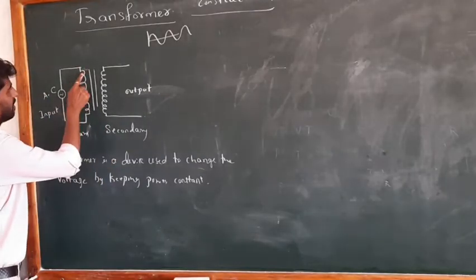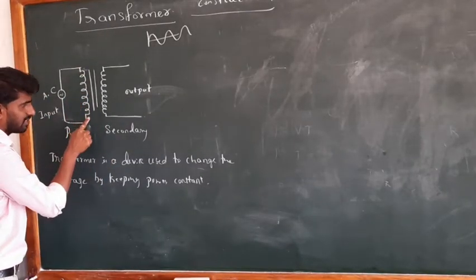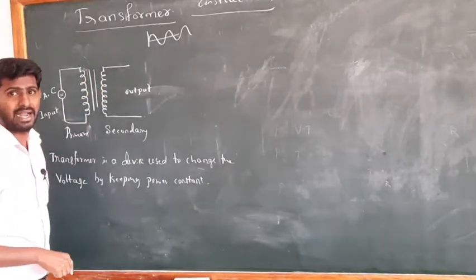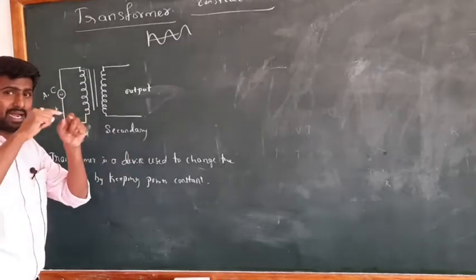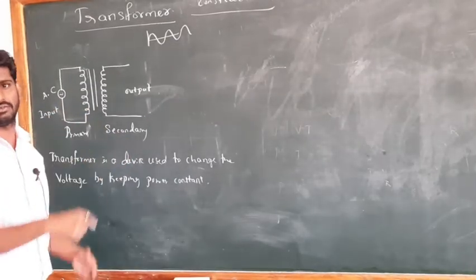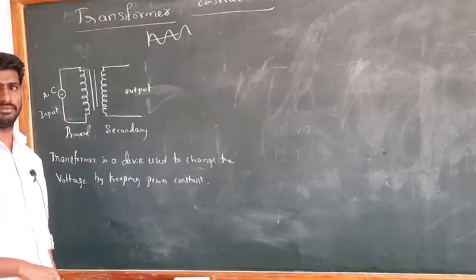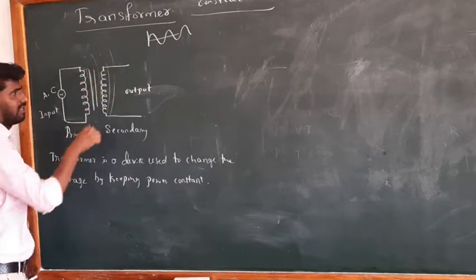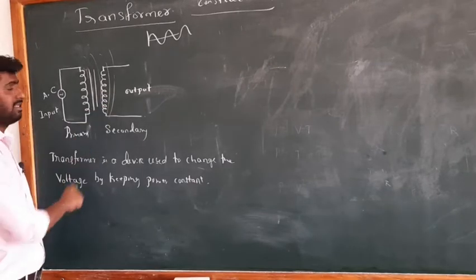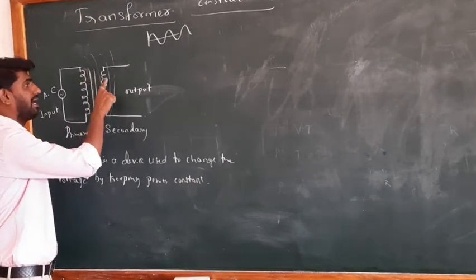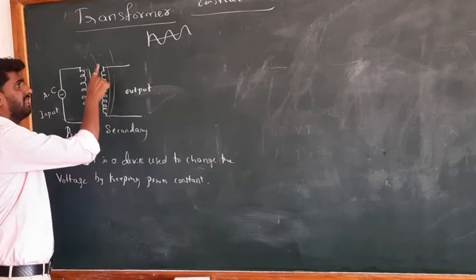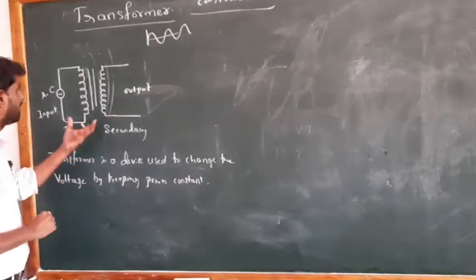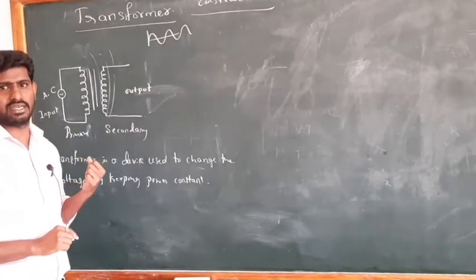Whenever a variable current is flowing through the inductor, a variable magnetic flux is produced. Wherever there is a variable magnetic flux, there will be production of EMF, which is called the induced EMF. The variable flux is all over here, so the secondary coil is in the presence of variable magnetic flux. That's why EMF is induced in the secondary coil. This concept is called mutual induction.